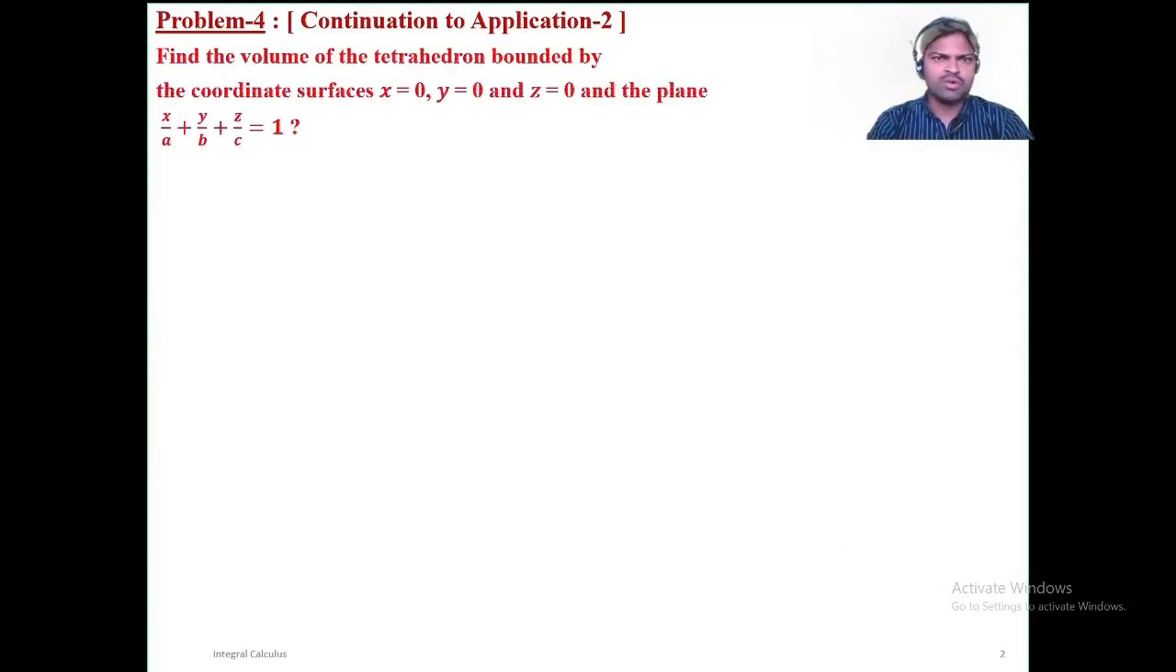Find the volume of the tetrahedron bounded by the coordinate surfaces x is 0, y is 0, z is 0 and the plane x by a plus y by b plus z by c is equal to 1. Now let us sketch the region first.